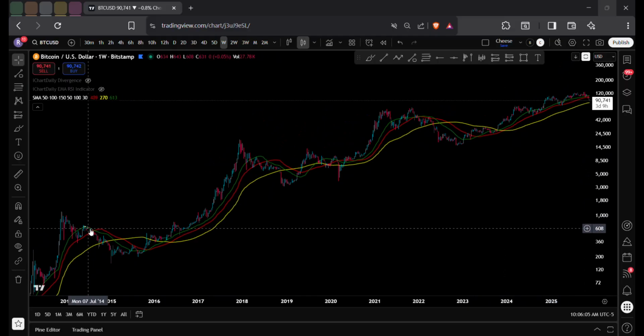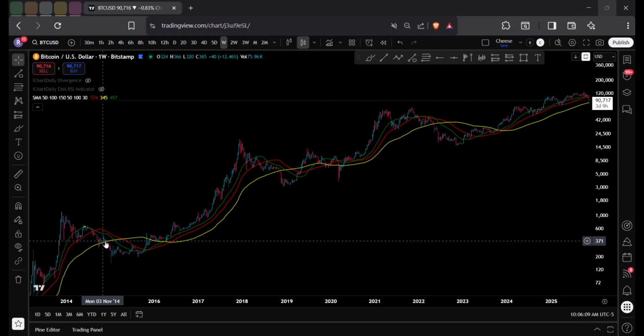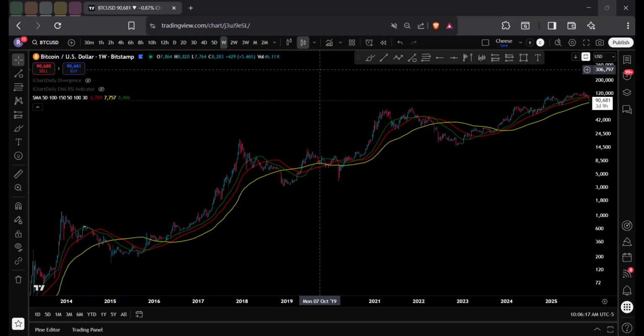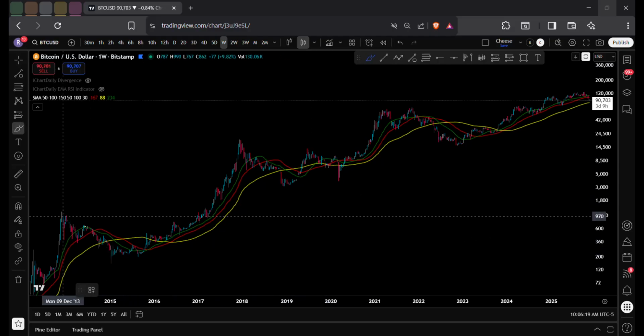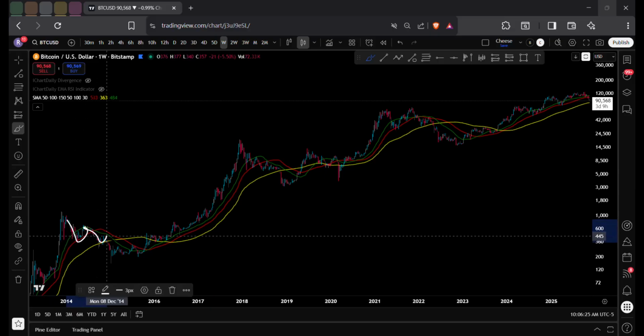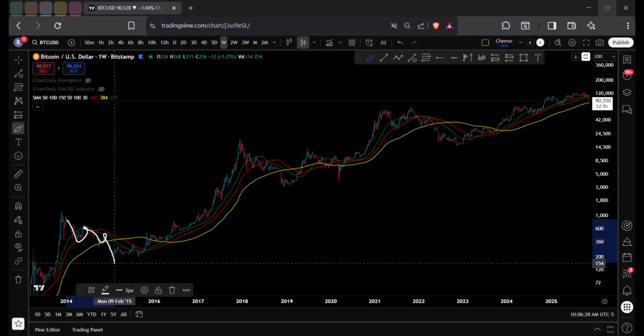Look at when the price action broke the green and the red. We went to the yellow. Now, it wasn't the end of the bear market. No, we went down 40-50% below that. But you could clearly see that once we broke one, we went to the next. We used the green as resistance, went to the yellow, used the green and the red as resistance, broke down.